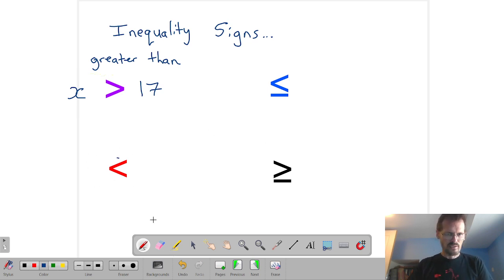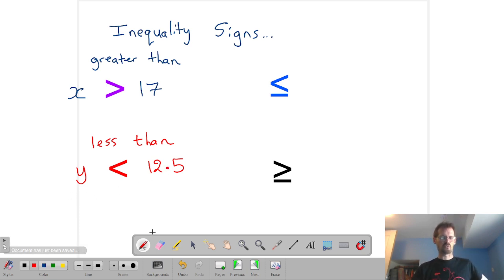Now the one below it, in red, because it's facing the other way, but it's the same symbol, this is the less than or smaller than. So if we have something here like this, the way you would read that is y is less than 12.5.